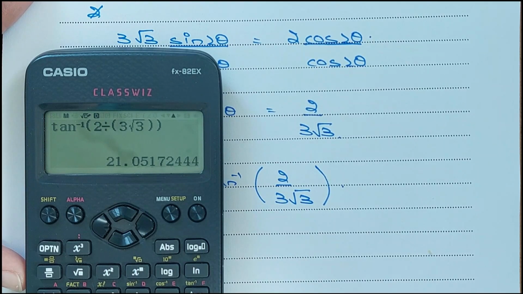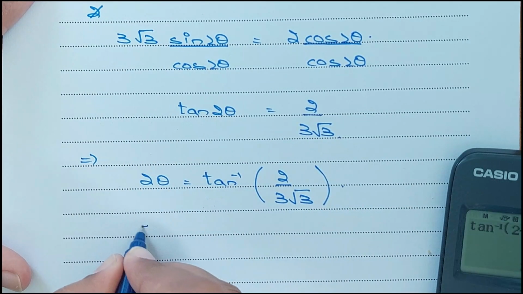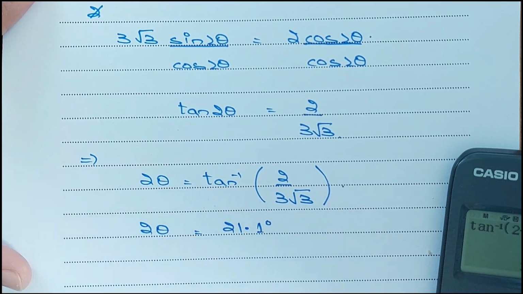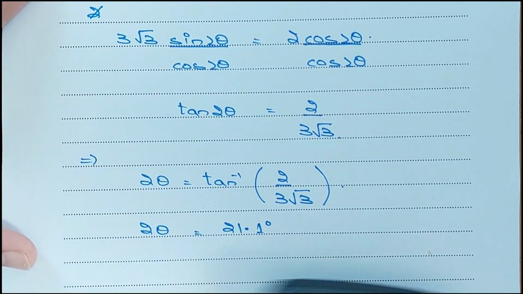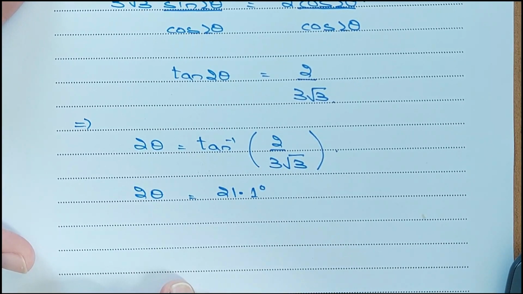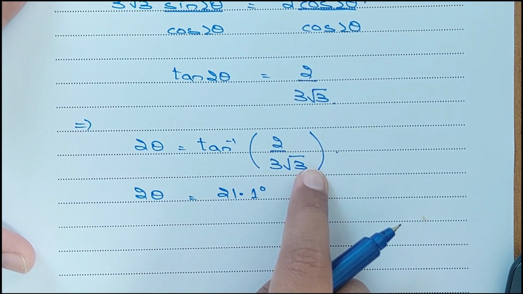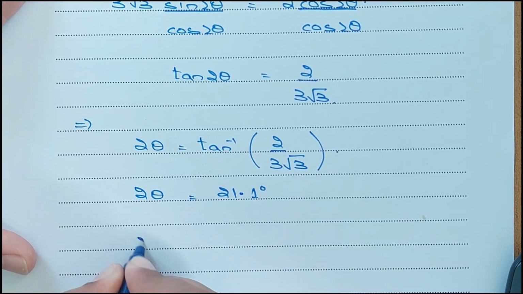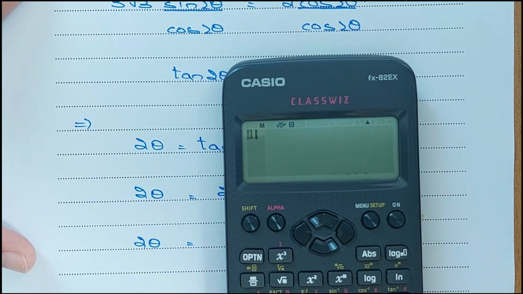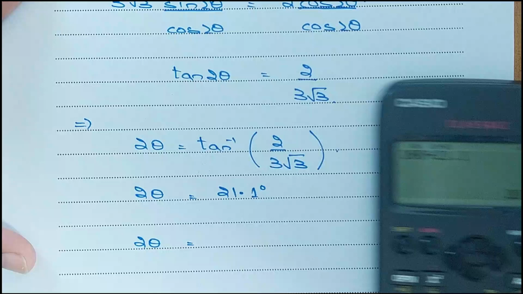This is 21.05, 21.1 degrees. So 2θ is 21.1 degrees. This is for the first quadrant, right? And we know that tangent is also positive in the third quadrant. So for the third quadrant, we have 2θ equals 180 plus that value, 180 plus 21.1, which is 201.1.